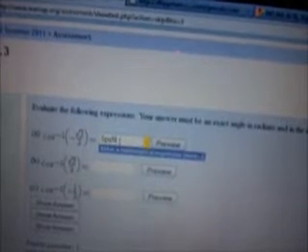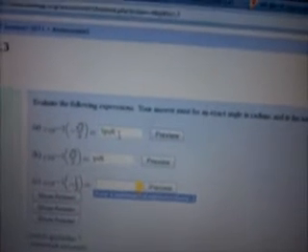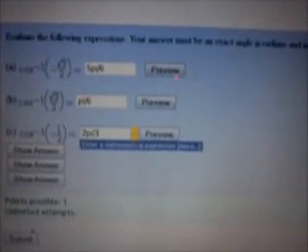Alright, so we can enter these answers into WAMAP and make sure we got them right. And submit. And that's question number 4 from 6.3.